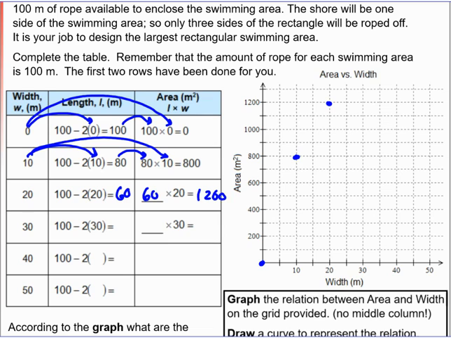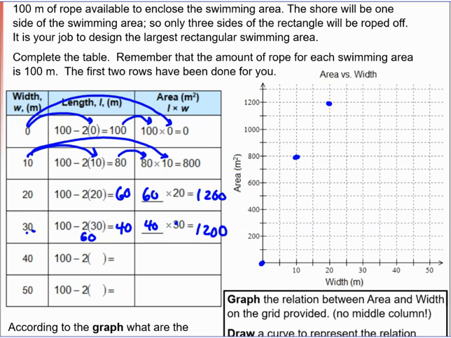All right, next. 2 times 30 is 60. So 100 minus 60 equals 40. The 40 goes here. The 30 is the same 30 there. And so what's 30 times 40? Punch it in just to make sure. It's also 1,200. Good. So we have 30 and we go up to 1,200.